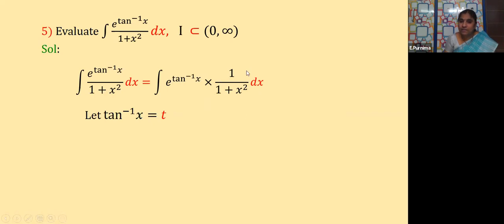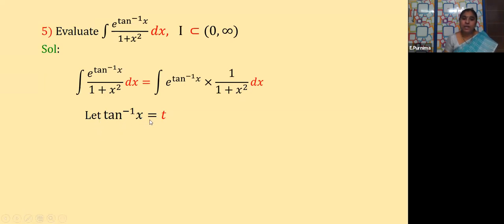If you take this as t, will this go? Means the derivative of this is this one? No. But if you consider this as t, this is the derivative of that. Yes or not? So by taking this as t, this term will go into derivative form and becomes dt. Clear? So like that you have to check and select.